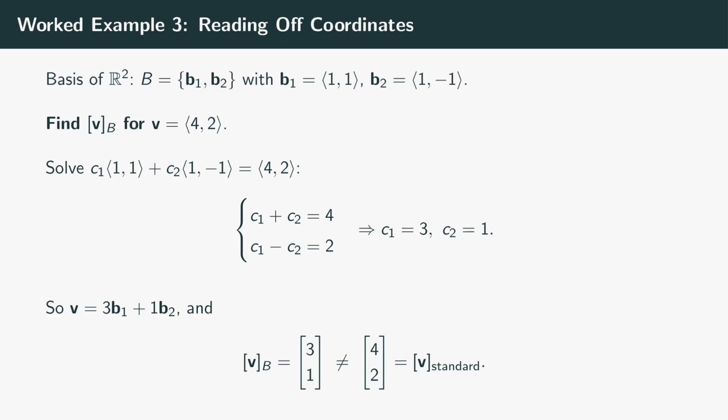Matching components gives 2 equations, c1 plus c2 equals 4, and c1 minus c2 equals 2. Add the 2 equations, 2 times c1 is 6, so c1 is 3, then c2 is 1. So v equals 3 times b1 plus 1 times b2, and its coordinate vector in this basis is 3, 1. Notice that is different from the vector's ordinary components, 4, 2, which are its coordinates in the standard basis. Same vector, 2 different addresses, 1 for each basis. Finding coordinates always comes down to solving a linear system, exactly the machinery we built earlier in the course.